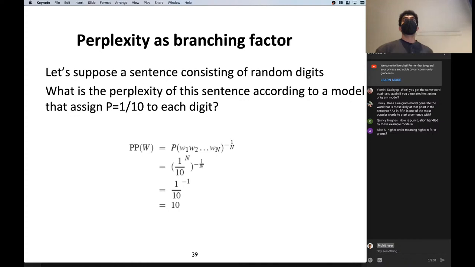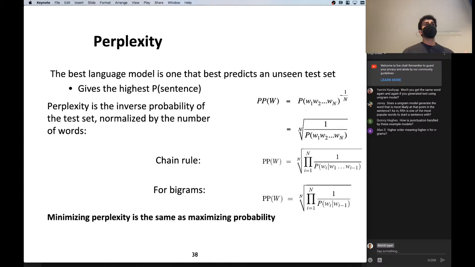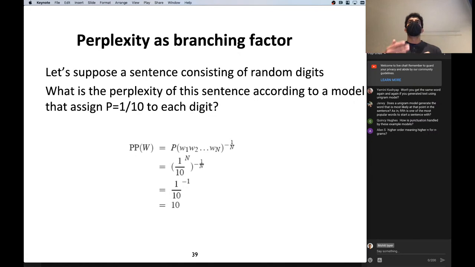So that means that given any prefix, this model thinks that there are 10 equally likely things that could follow this prefix. Intuitively, if you have a language model, let's use this example of pizza with cheese, there are, say, two words that the model is predicting a significant conditional probability for. And there are many, many words that the model is not putting much probability mass on at all. So maybe the perplexity here would be very low, indicating the branching factor is something like 3 or 4. There are that many continuations of this prefix. So intuitively, you can think about it as how many equally valid continuations of this prefix the model thinks exist.